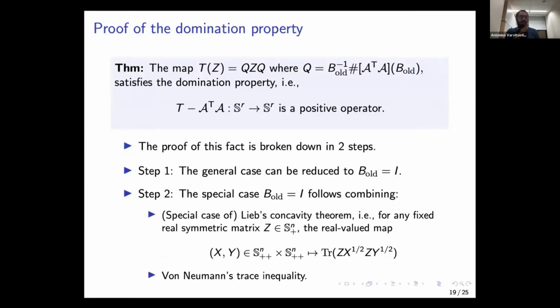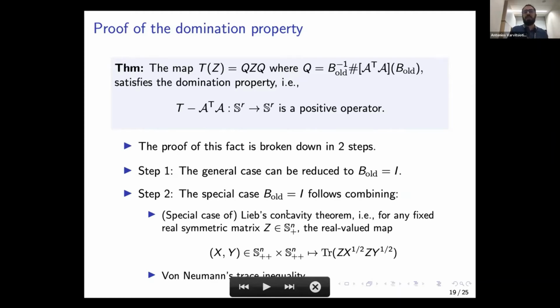I don't really have time to go through the details, but there is something remaining to show, which is the non-trivial, technical part of the paper: you still need to show the domination property for this specific choice of Q. A is fixed, and you need to satisfy the domination property, meaning that T is larger compared to A transpose A in the PSD order. That takes some work.